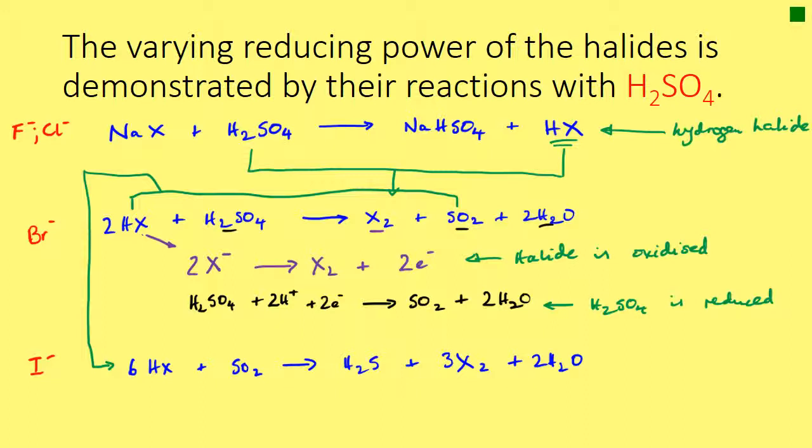But if we wanted to demonstrate that practically, how would we do that? Well, we react them with sulfuric acid. Here we're saying that the varying reducing power of the halides is demonstrated by their reactions with sulfuric acid. What we're going to do on this slide first is the reaction with sulfuric acid generically. I'm going to use X to represent any halide. So we start off with sodium halide, NaX, and we react that with some sulfuric acid.